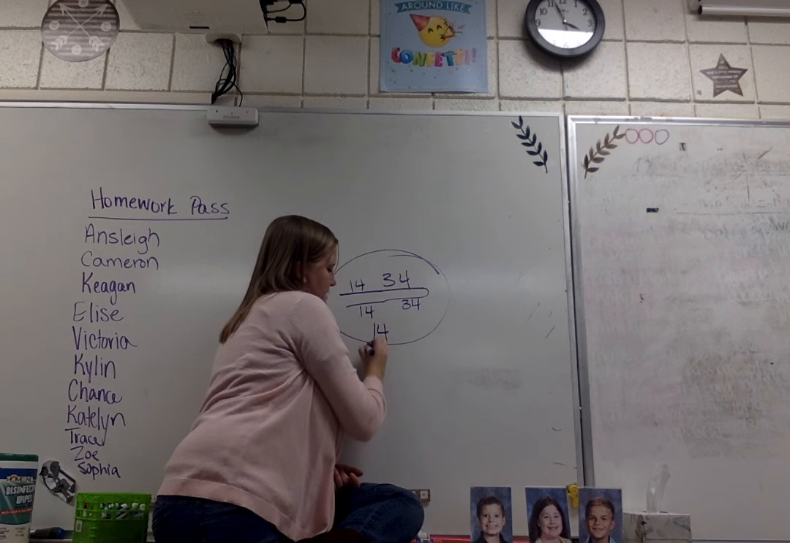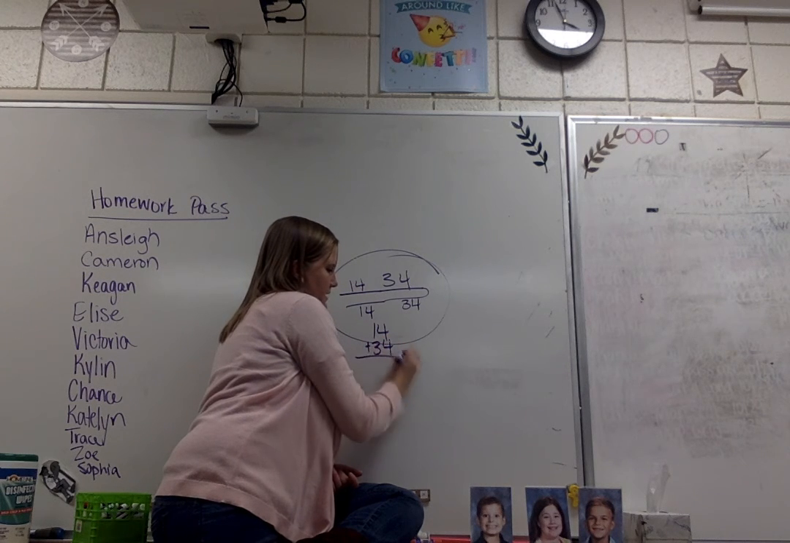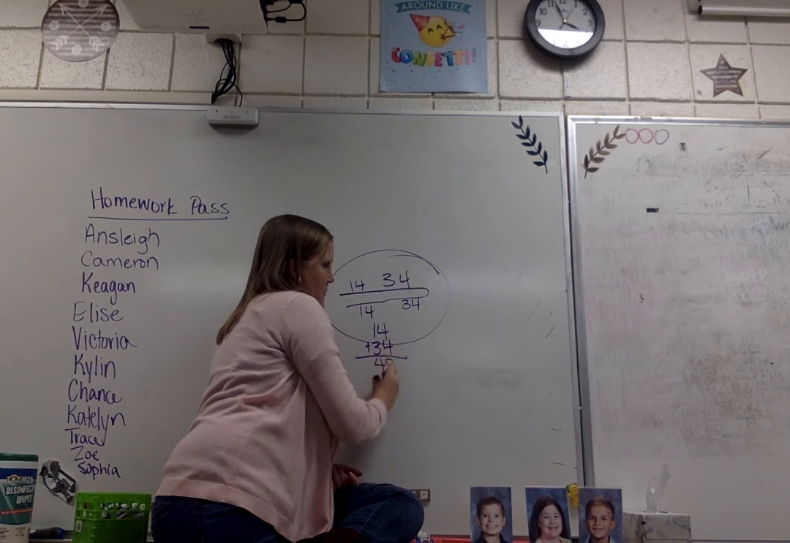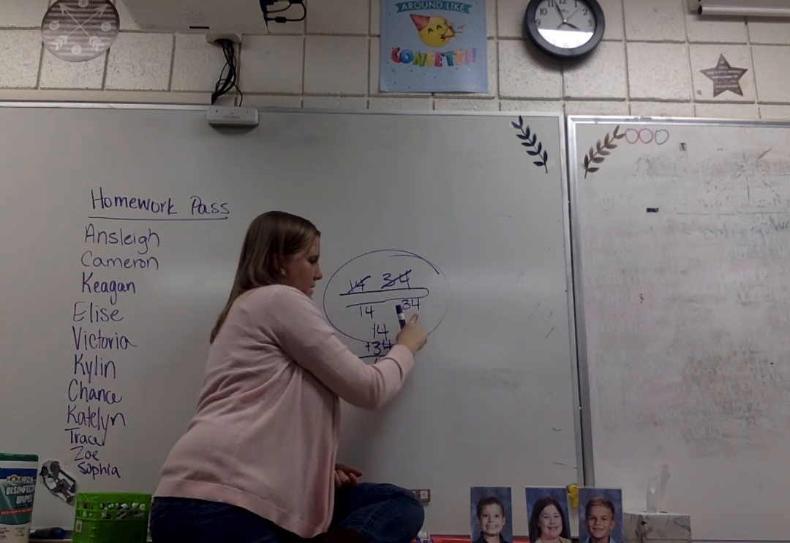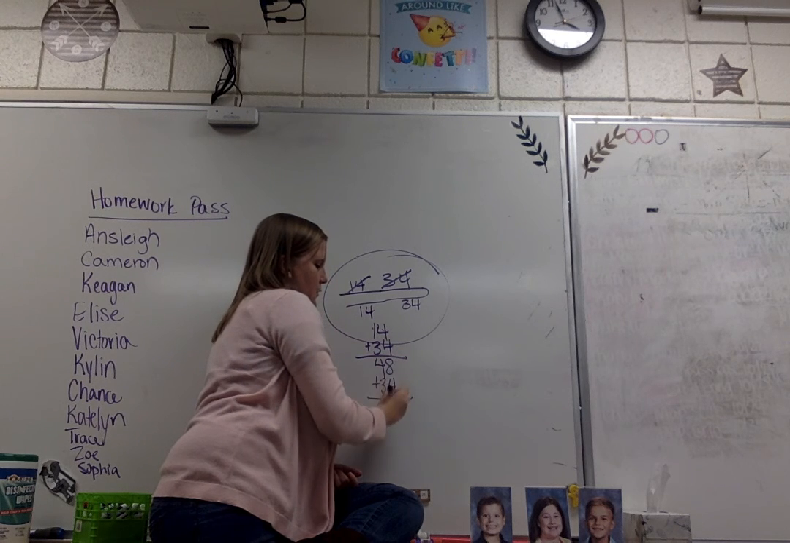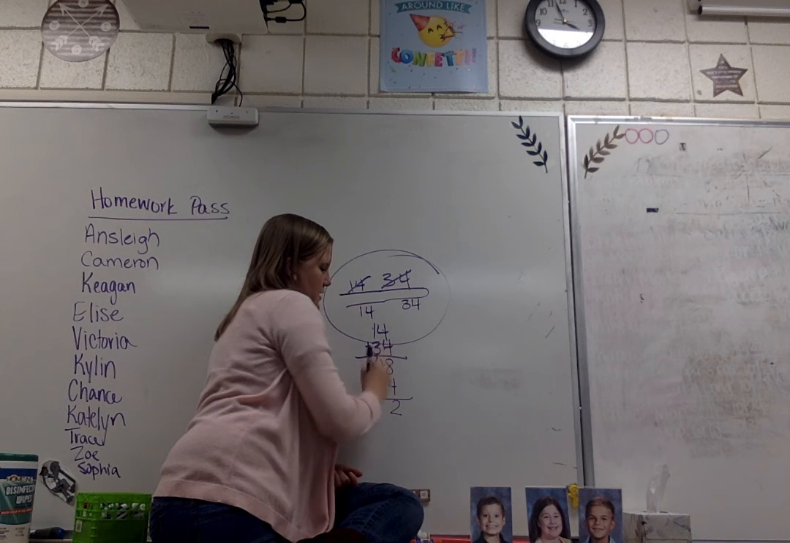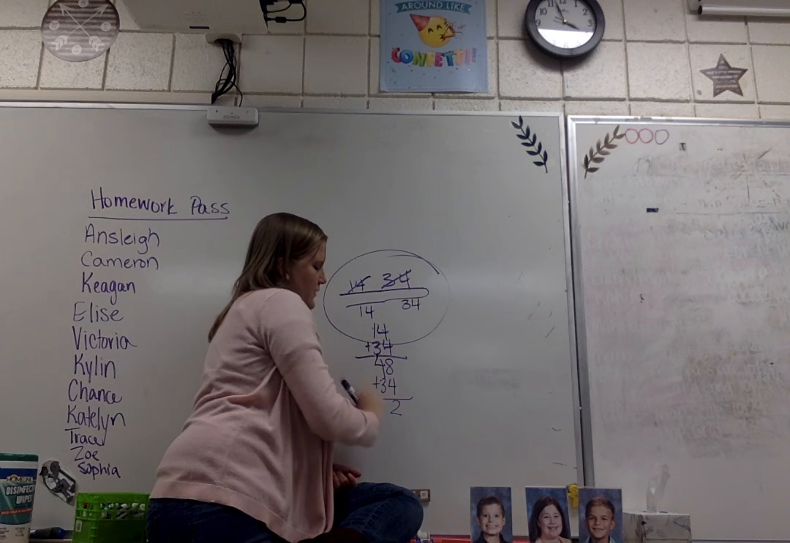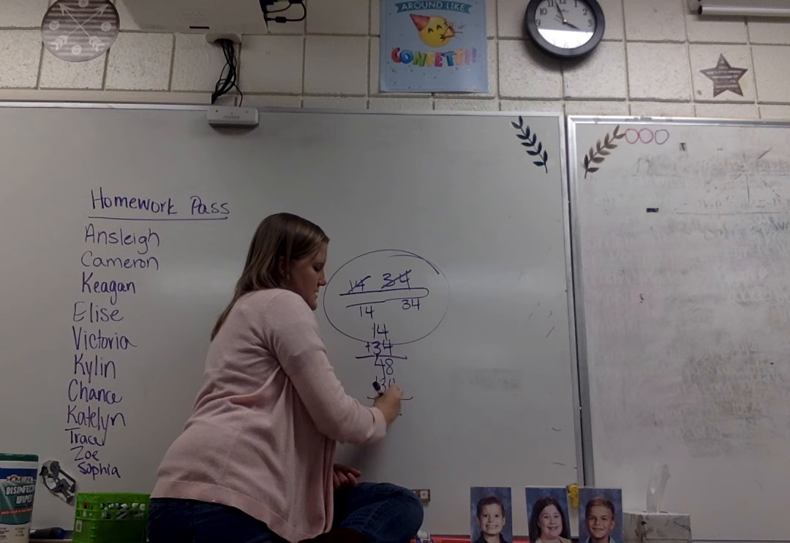14 plus 34. I do 2 numbers at a time. 4 plus 4 is a sum of 8. 1 plus 3 is a sum of 4. Now I'm going to add that next 34. 8 plus 4 is a sum of 12. The 2 goes in the ones place. The 1 goes to the tens. 1 plus 4 equals 5 plus 3 equals 8.